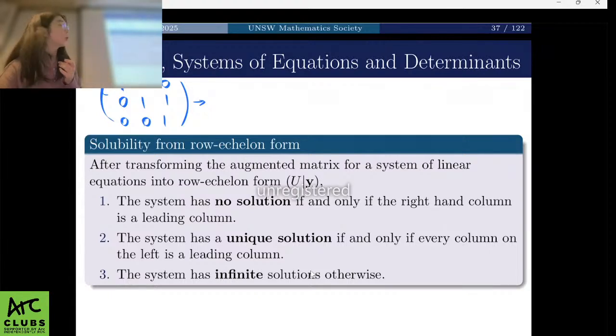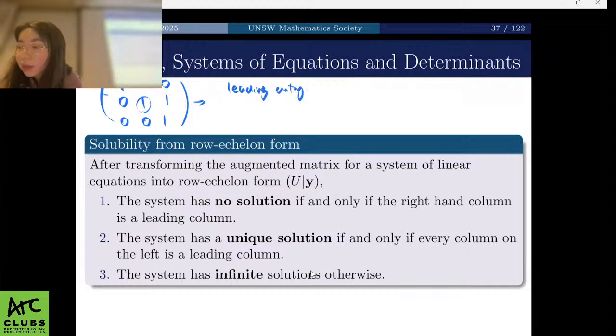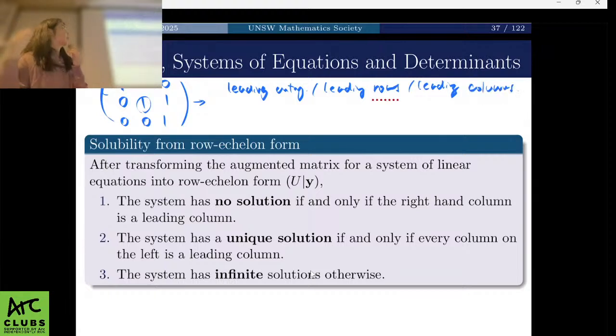If you look at the second row, below the leading entry, which is this one, you always have a zero below it, and then so on. So essentially what row echelon form is, you've reduced a matrix by performing some sort of linear calculations such that there's a leading entry, leading rows and leading columns. These are just special terminologies. It basically just means all the non-zero entries in the matrix.